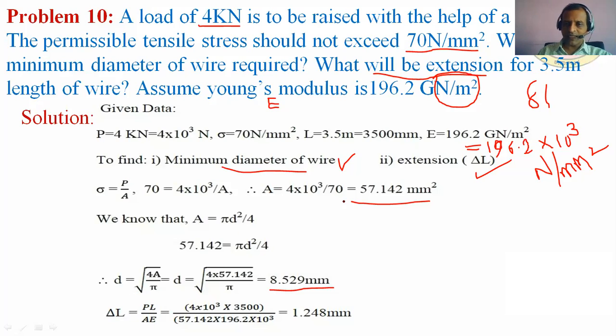Then delta L. Delta L means extension, elongation, deformation. So that is delta L is equal to PL by AE. So this is equal to P is 4 into 10 to the power of 3 into L is 3500 mm divided by area is 57.142 into E is 196.2 into 10 to the power of 3. ಇಲ್ಲಿ ನಾನು ಹೇಳಿದ್ನಲ್ಲ ಅವಾಗಲೇ, this is the one. So ಇದನ್ನ ಕ್ಯಾಲ್ಕುಲೇಟರ್ ಅಲ್ಲಿ ಕ್ಯಾಲ್ಕುಲೇಷನ್ ಮಾಡಿದಾಗ you will get the answer as 1.248 mm. This is the elongation, right?